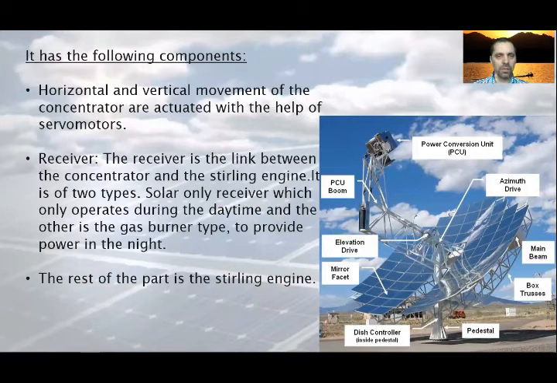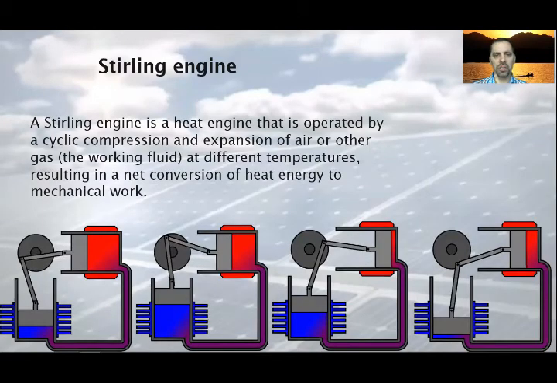Receiver. The receiver is the link between the concentrator and the Stirling engine. It is of two types: solar-only receivers, which only operate during the daytime, and the other is the gas burner type to provide power at night. The rest of the part is the Stirling engine. A Stirling engine is not a common engine, so I will try to explain it on this slide.